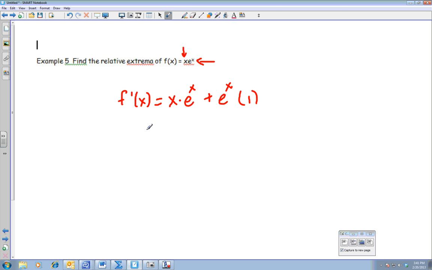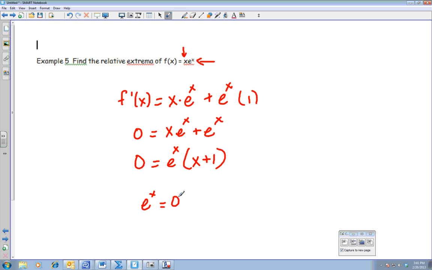Now I need to set this derivative equal to 0 and solve. So 0 equals x e to the x plus e to the x. Now this is kind of weird. I have to solve for x. So the first thing I see is that I can factor out an e to the x. So I'm going to factor out an e to the x and write down what I would have left. Okay, so I have e to the x times the quantity x plus 1. So now normally we would set each factor equal to 0 and solve. Okay, well this one's easy. X would equal negative 1.